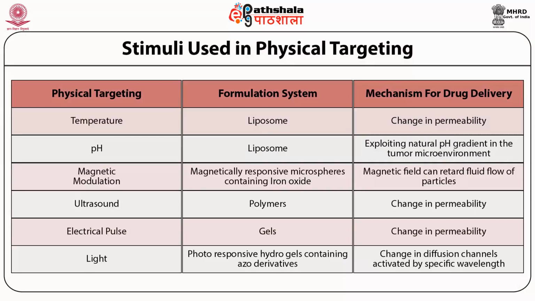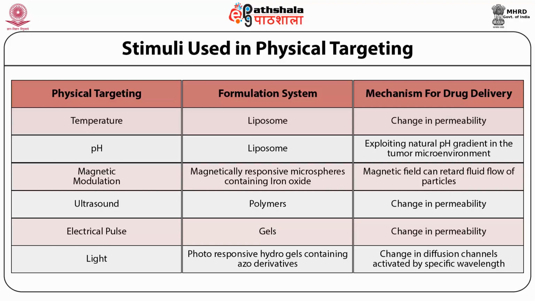In this slide, the table shows the various stimuli which are used for physical drug targeting. Both external and internal types of stimuli are used. Firstly, temperature, which is also used as a stimulus, has been incorporated as a liposomal formulation, and the mechanism of drug delivery was the change in the permeability of the targeted area. Then pH is another indicator which has been exploited as a formulation device for exploiting the natural pH gradient of the tumor microenvironment.